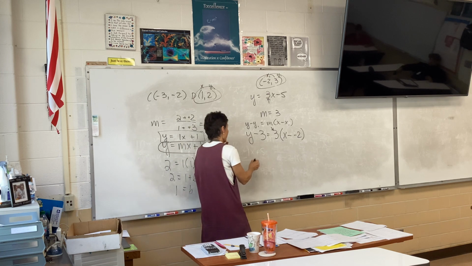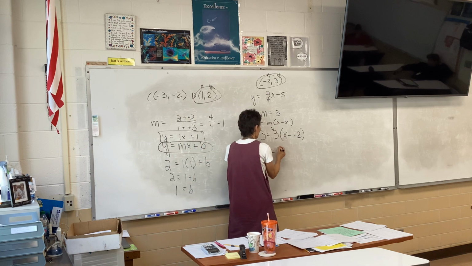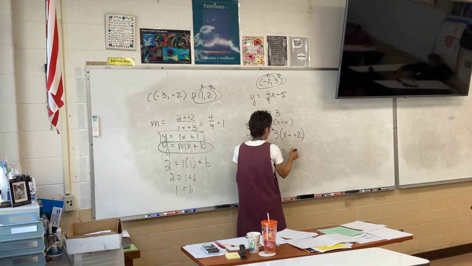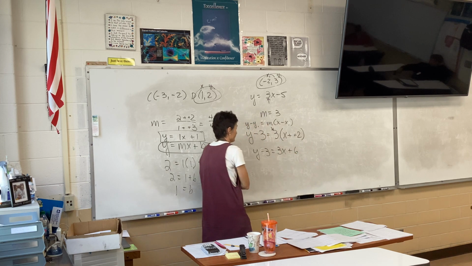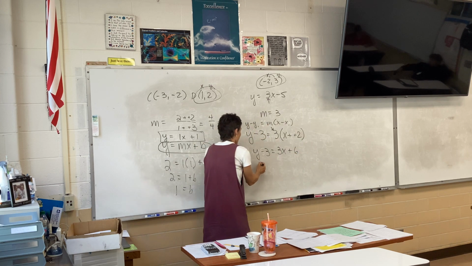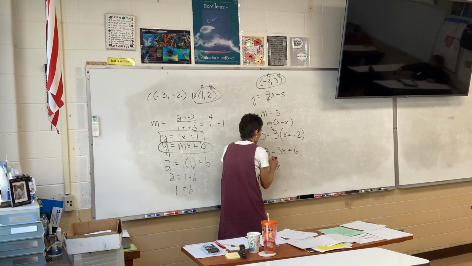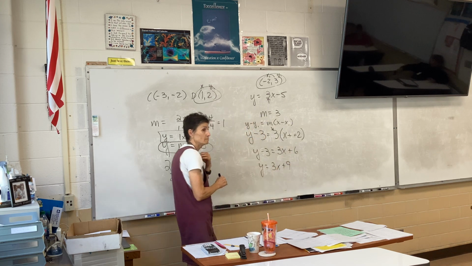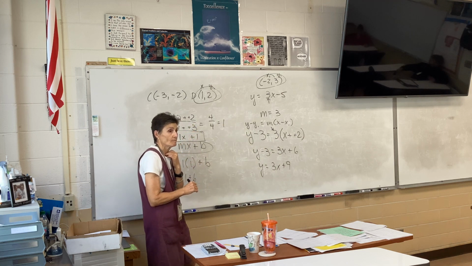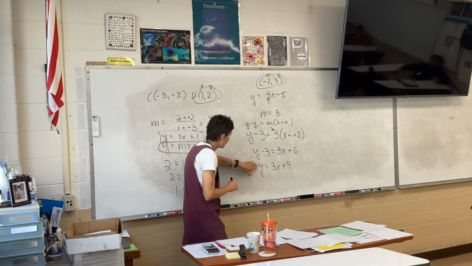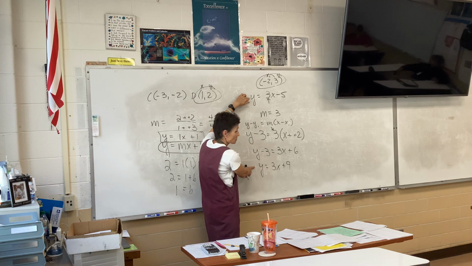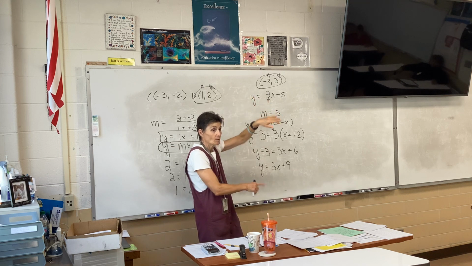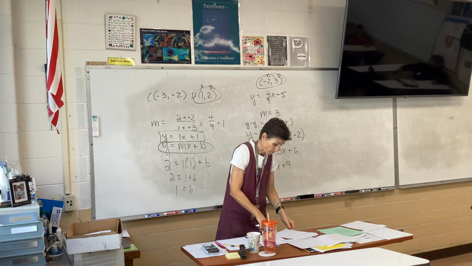All right, so here we go. y minus 3 equals 3x. Oh, is that going to be plus 6? Yes. So y equals 3x plus 9? This equation is parallel to this one because they have the same slope. That's what parallel means in algebra. We know what parallel means in geometry.